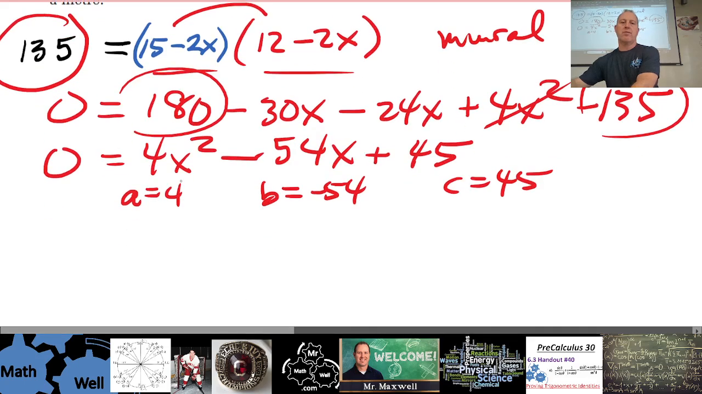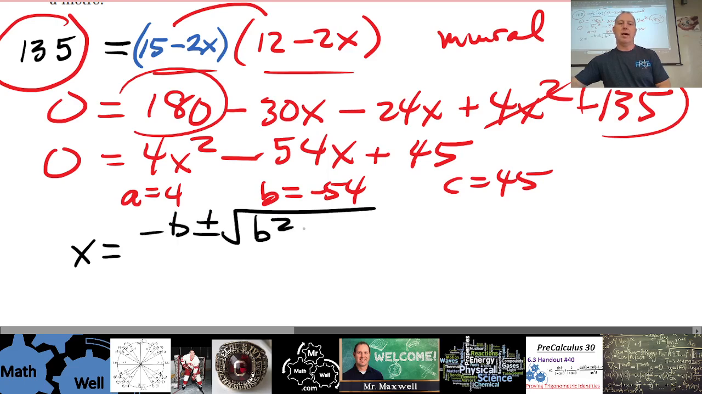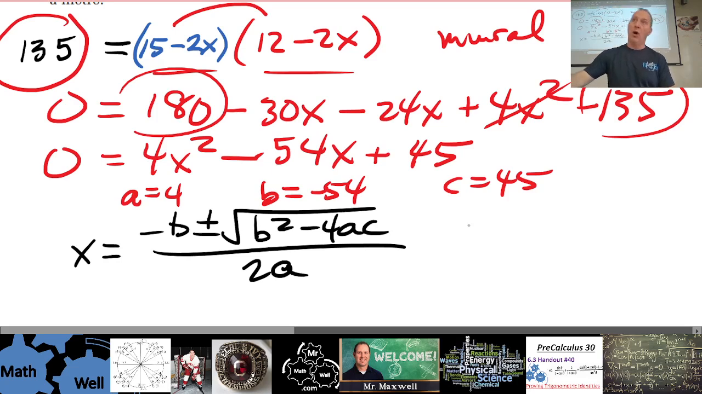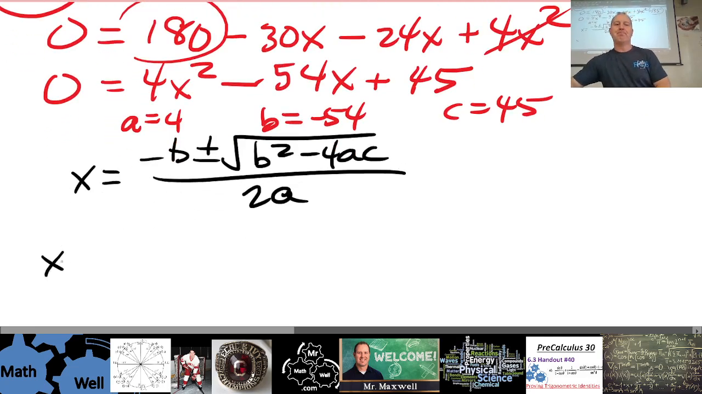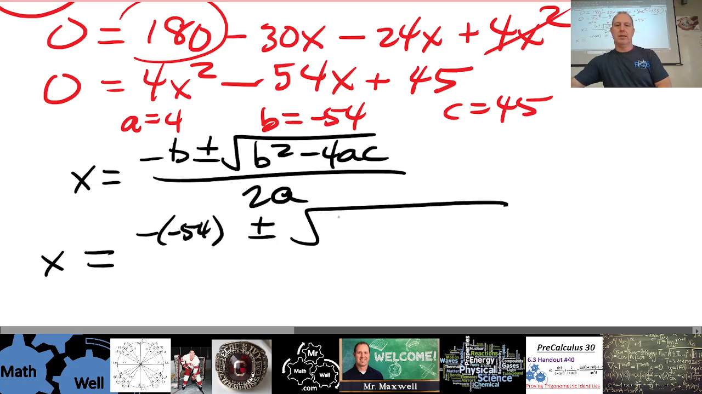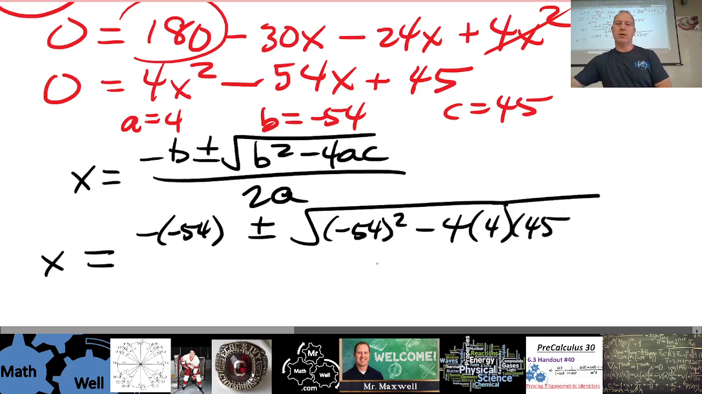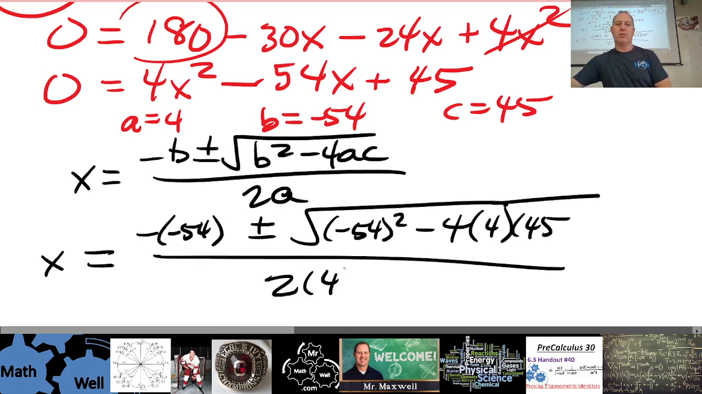Okay. So quadratic formula. Oh, I've got to play the quadratic formula song for you guys. Right? Yeah. We'll do that. X equals negative B plus or minus root B squared minus 4AC all over 2A. Okay, so that's your quadratic formula. And if we plug everything in, X equals, let's see, negative negative 54 plus or minus root negative 54 squared minus 4 times 4 times 45. Those are all positive right there, yeah. All over 2 times 4.